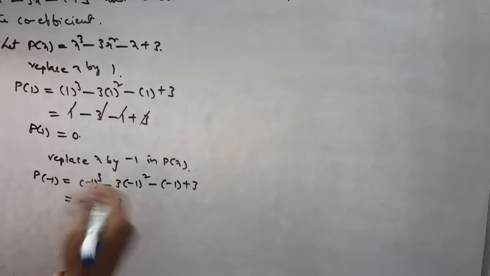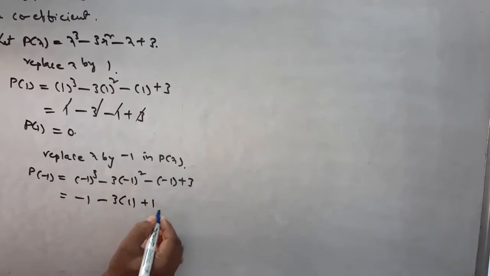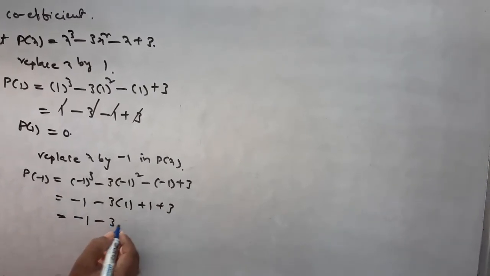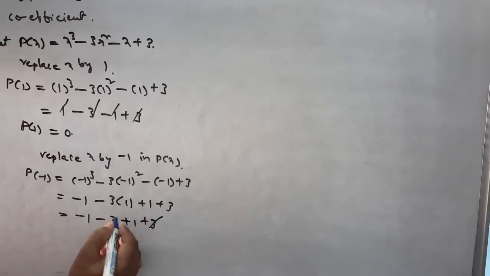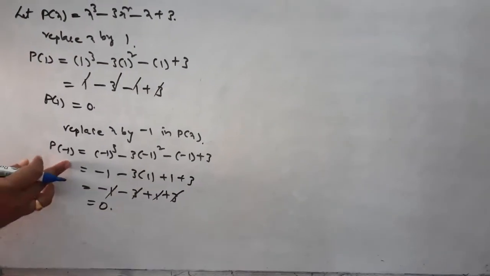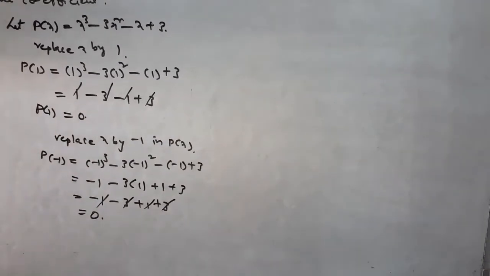Minus 3 into minus 1 whole square means we will get 1. Minus into minus, we will get plus 1 plus 3. So here, minus 1 minus 3 plus 1 plus 3. 3 cancels, 1 cancels, we will get 0. So p of minus 1 equals 0. So minus 1 is a zero of the given polynomial.